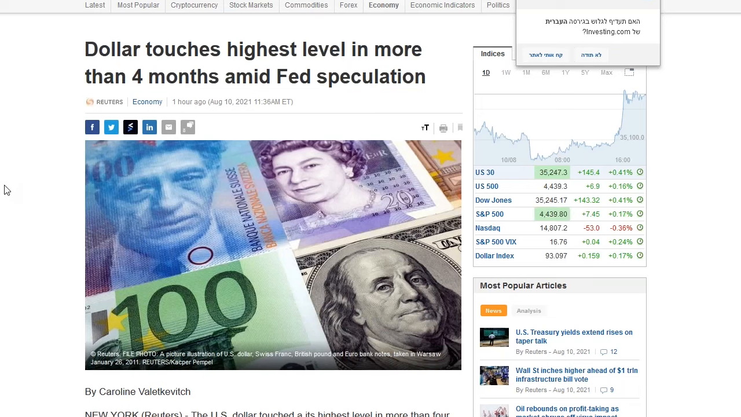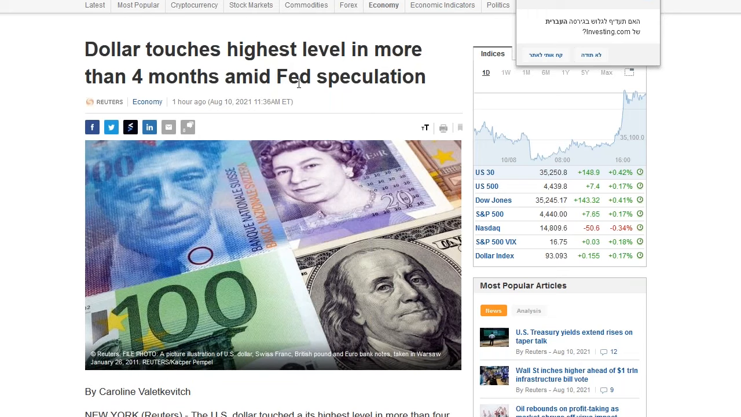It depends how serious these talks are about the Fed speculation here, and that's what this headline talks about: Dollar touches highest level in 4 months amid Fed speculation. They're talking about speculation of cutting back on the bond buying program that's been propping up the banks and the economy in the US. So the government bond buying program could be scaled down. If so, that's putting fear eventually into the stock market and also into gold investors who may rush back into the US dollar. So it's something to keep an eye on.